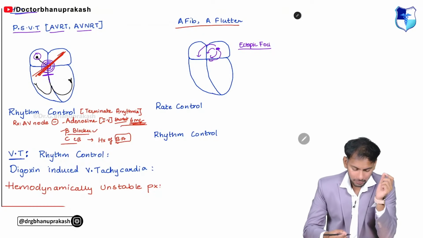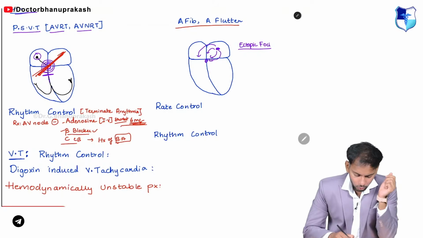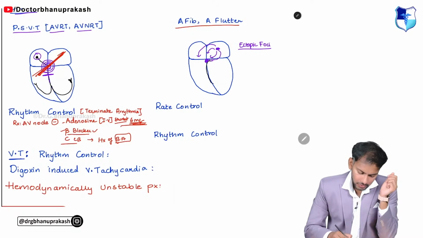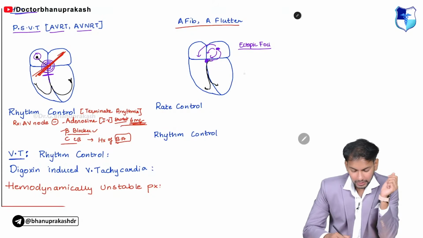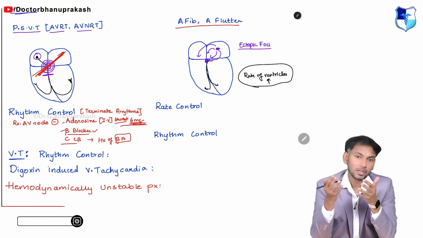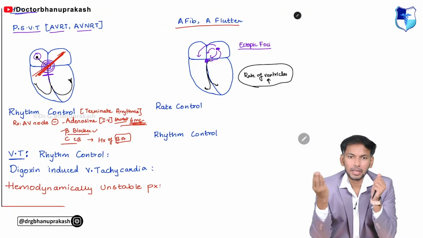These impulses have to go through the AV node again. Let us suppose these impulses go through the AV node, the rate of ventricles will increase. If the rate of ventricles is increasing too much, the ventricle will start pumping like this.